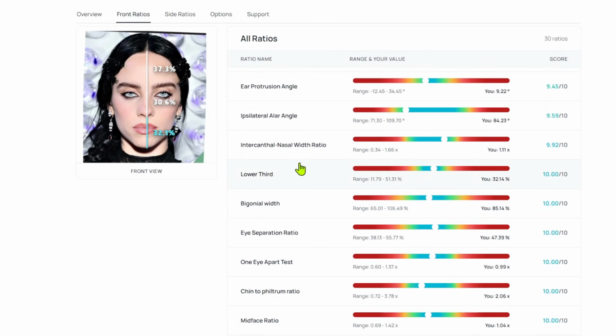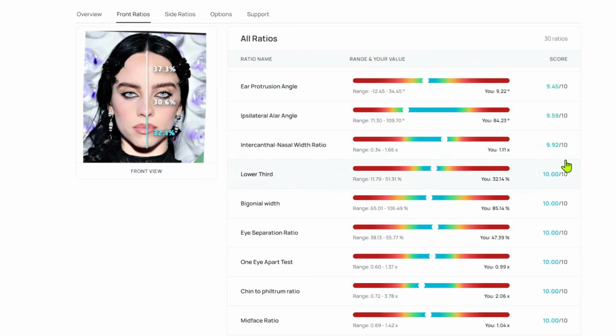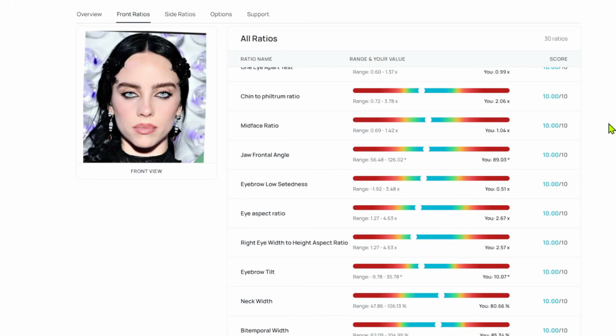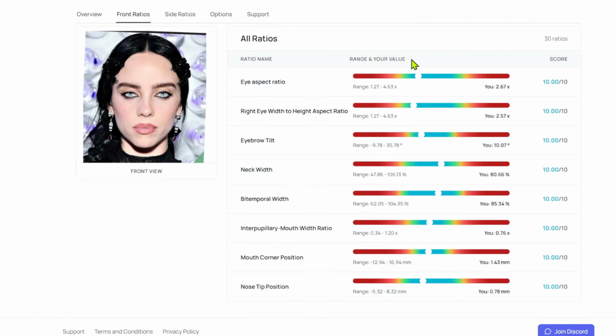The intercanthal nasal width ratio is a 9.92 out of 10. So that's pretty good. Honestly, I'll give you that for sure. The chin to philtrum ratio, 10 out of 10. So some good scores over here. Nose position, pretty common, 10 out of 10. That's nice. Yeah, it's pretty good.